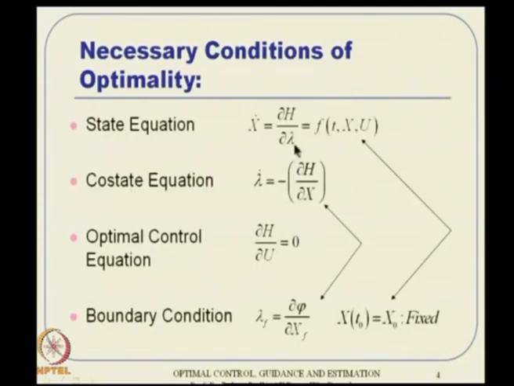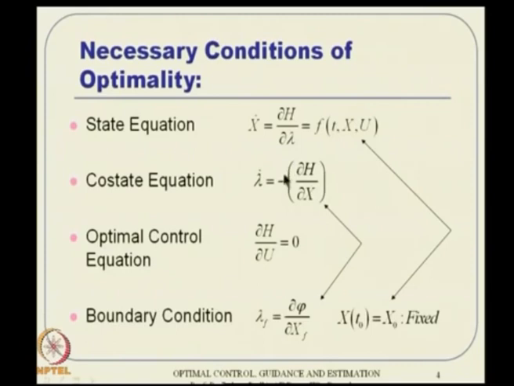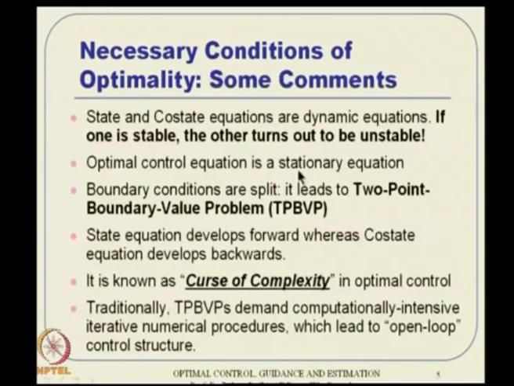All this difficulty, that the boundary conditions are split and that if one is stable the other is unstable, leads to great complexity issues. Hence this particular feature is also known as the curse of complexity in optimal control. You end up with nice formulations, but as part of the necessary conditions, we are led towards this curse of complexity.